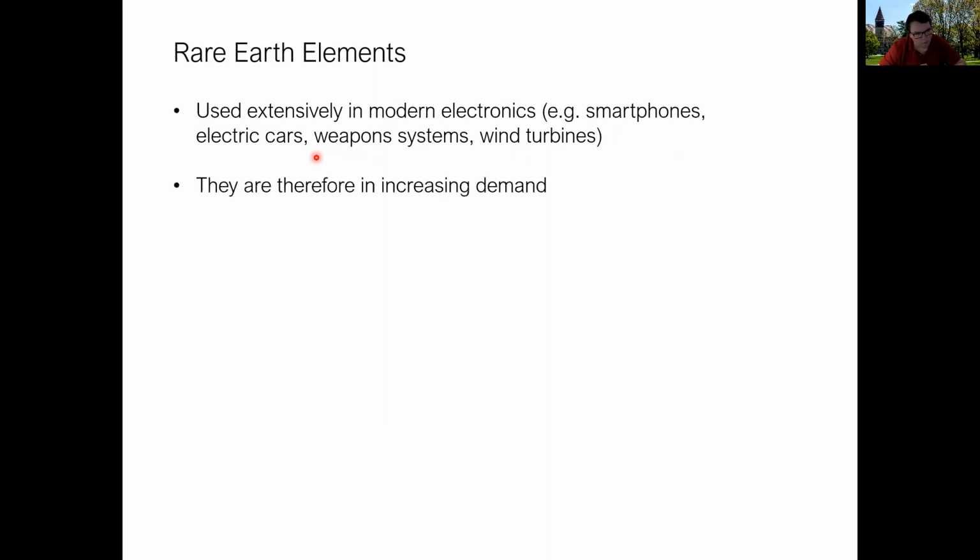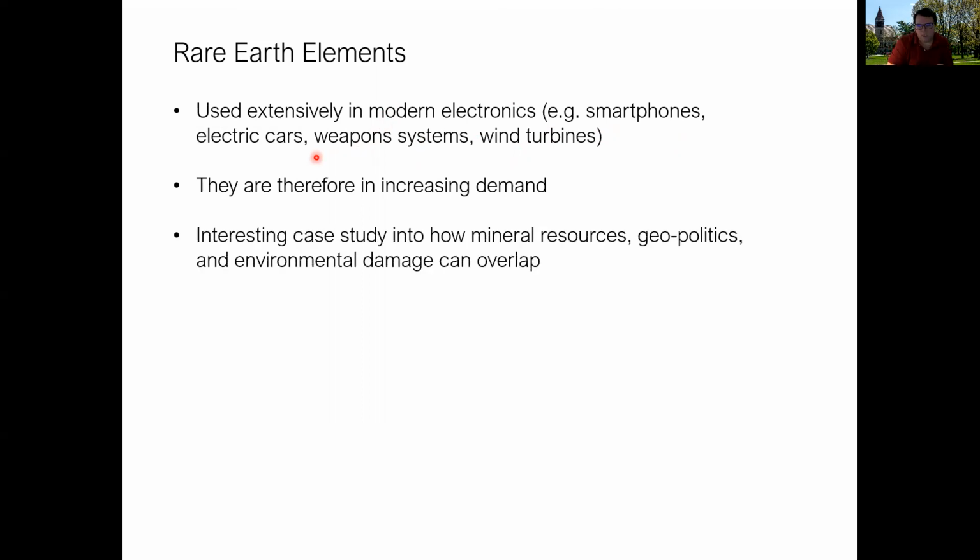As a result of the fact that the world's going electronic, computerized, digital, there are increasing demands for rare earth elements for all these purposes. It's quite an interesting case study into how mineral resources, geopolitics, and environmental damage can really very directly overlap.